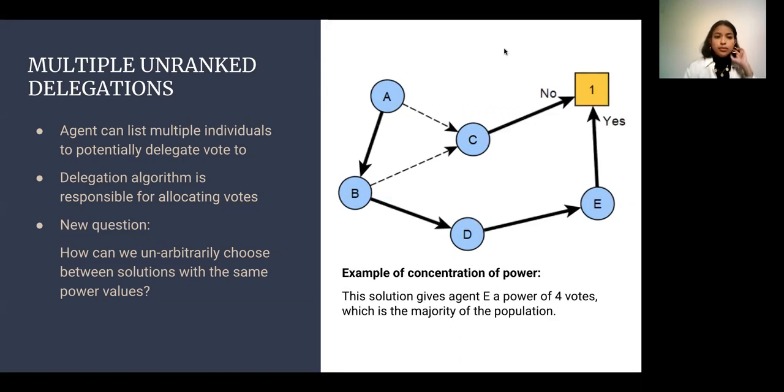So this is an example of multiple unranked delegations again, and we can see in this path, here we have a path from A to B to D to E, then to 1, where E has accumulated 4 votes and is again voting for the majority of the population and single-handedly deciding that vote.